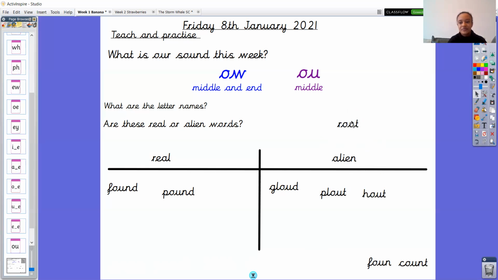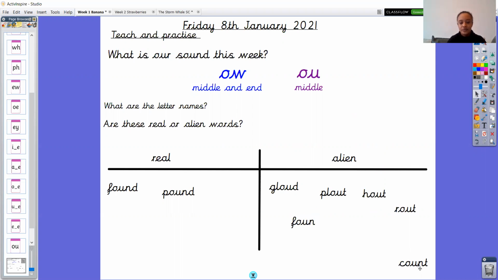Let's have a look at the next one. Route. What do you think? Another alien word, fantastic. Oh, hang on, the rubber's not working. Brilliant, an alien word there. We'll pop that one down here. Fantastic. Okay, we have got found. Sounds a bit like that one, found, doesn't it? But no d on the end, so not a real word. Let's pop that in the alien section.